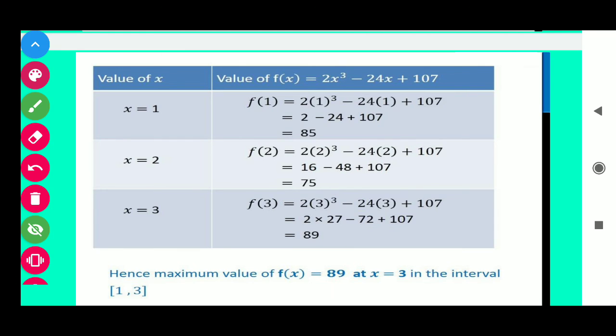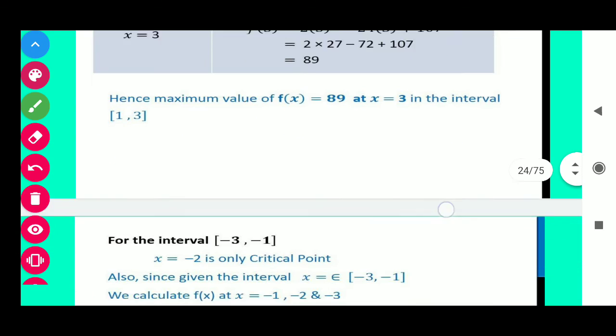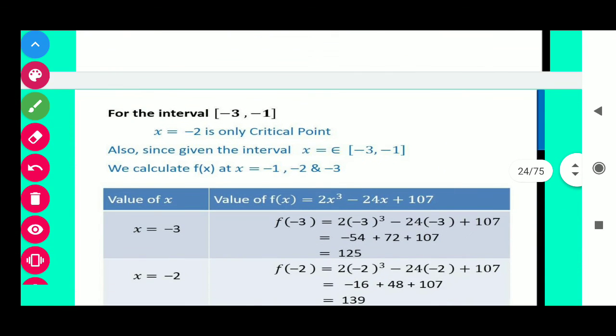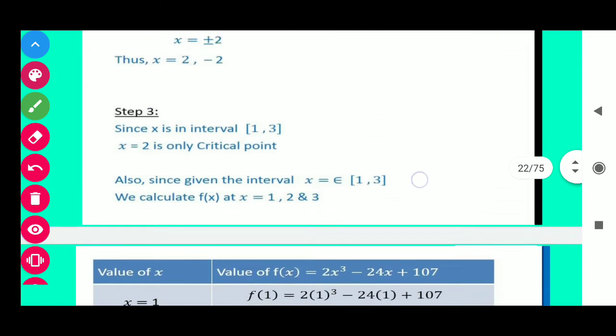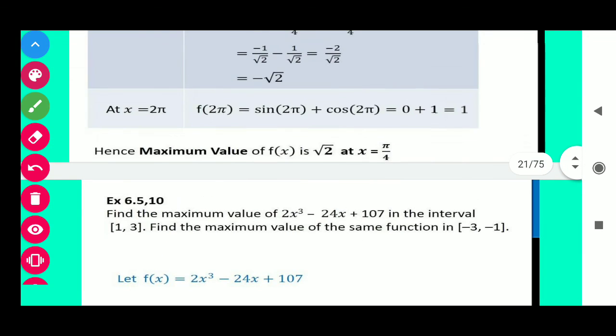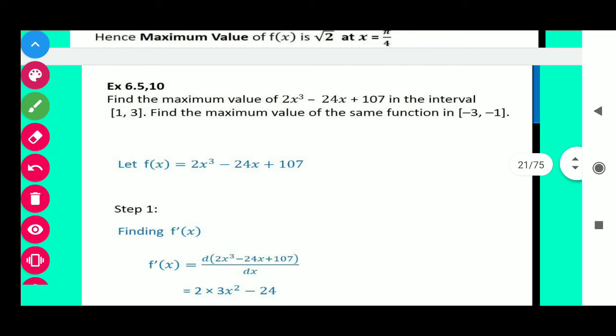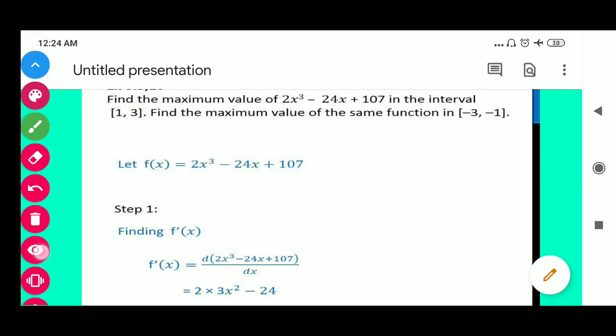Hence you can observe from this table that f(x) is maximum at x equals 3 and the maximum value is 89. So students, in this way, for the interval minus 3 to minus 1, x equals minus 2 is the only critical point. Also, the given interval is x belongs to minus 3 to minus 1. Students, you can see in the question here, the interval mentioned is 1 to 3 and we have completed up to this one. But now, find the maximum value of the same function in this interval.